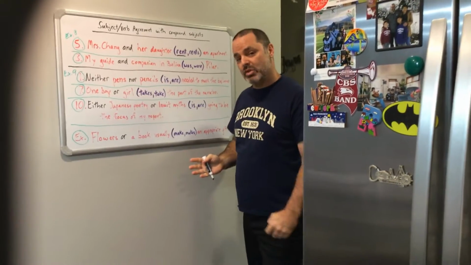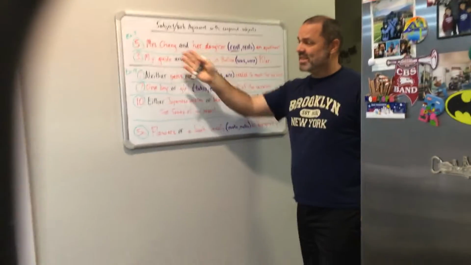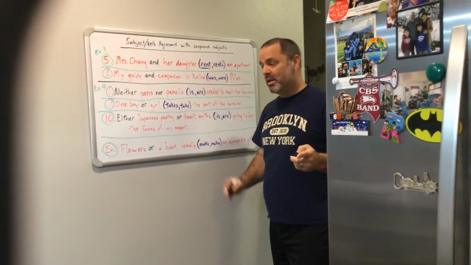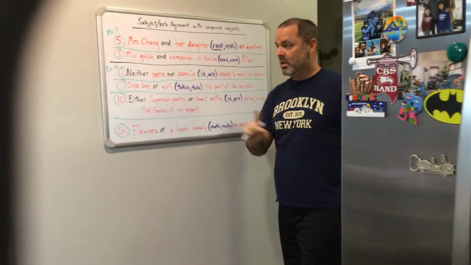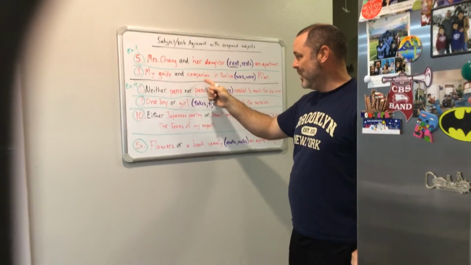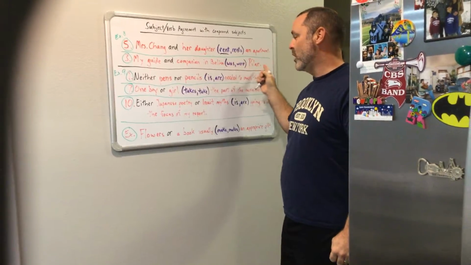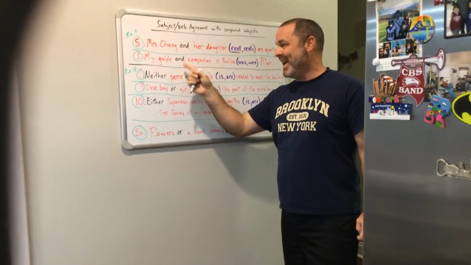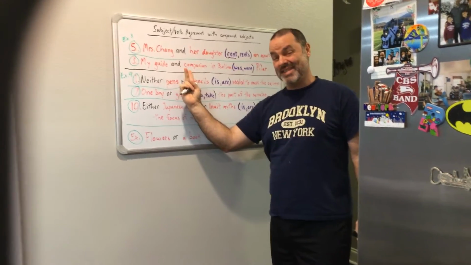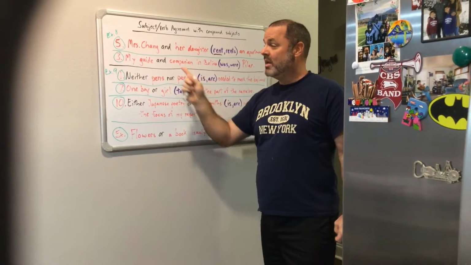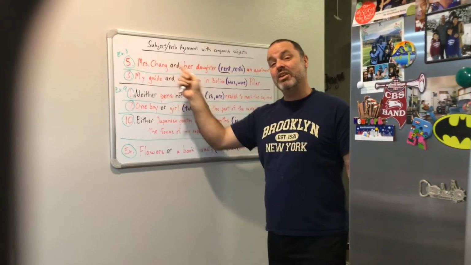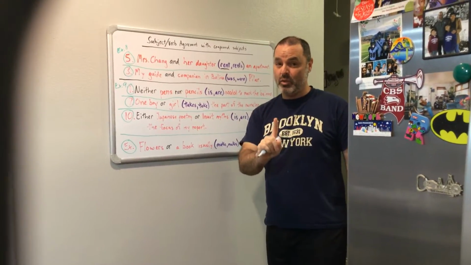In the second example, number 3 from exercise 8, we have and again. However, this is an exception to the rule. This is a compound subject, but the two parts of the compound subject are talking about the same person. So we have my guide and companion in Bolivia was or were Pilar. My guide and companion, this is referring to the same exact person. So this is kind of a tricky one. This means that this would be a singular subject because it's only referring to one person.